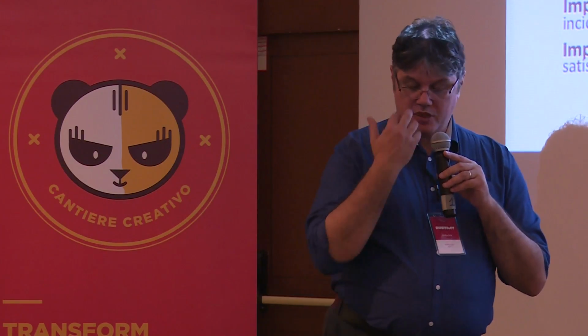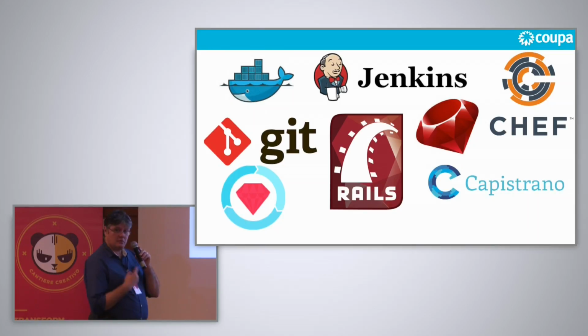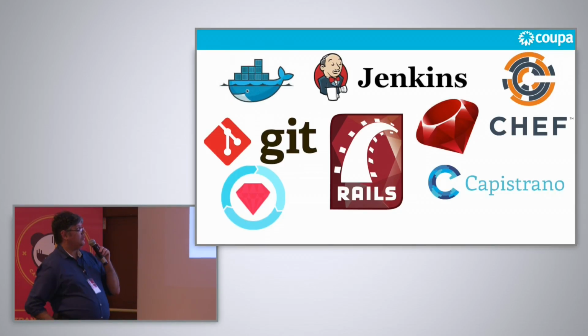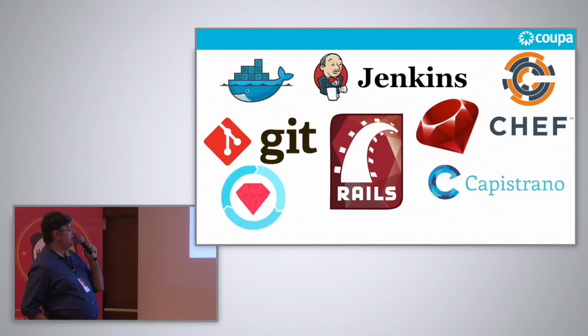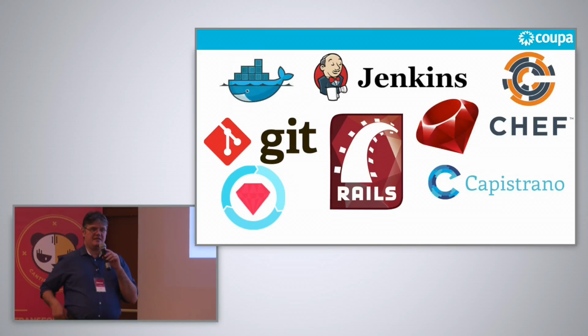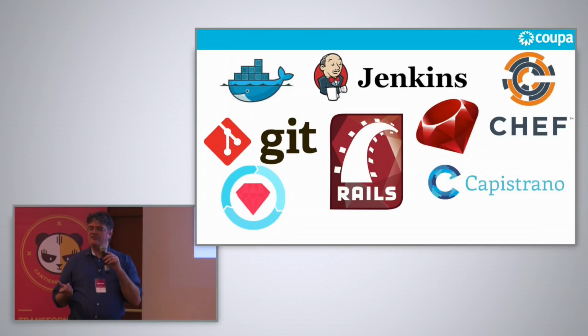Now we must see which tools we can use for that. We have Docker, a container. We have Jenkins, Chef, Ruby, Rails, Capistrano, Git, and RSpec. This is essentially the basic toolset for doing CI and CD and DevOps with Rails.